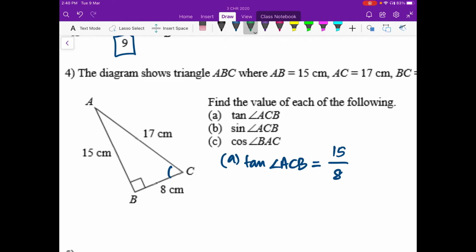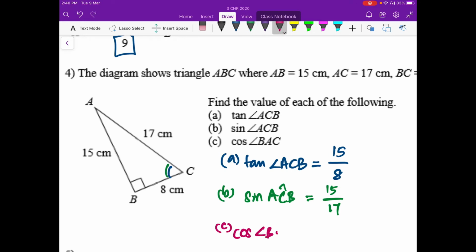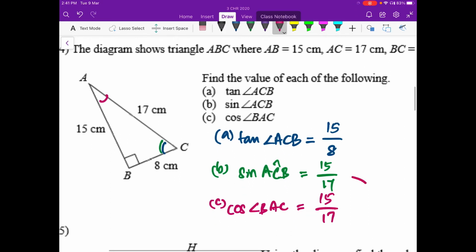Part B, sine ACB. It is the same angle. Sine, opposite. This time over the hypotenuse of 17. And then in part C, cosine BAC. Different angle this time, BAC. So cosine will be our adjacent. Adjacent having 15 cm over hypotenuse. Turns out these two values are the same.